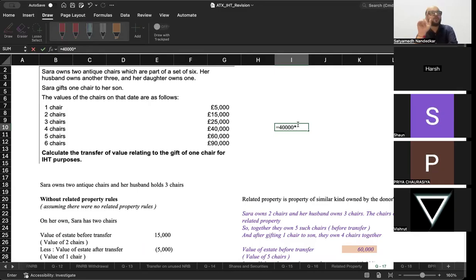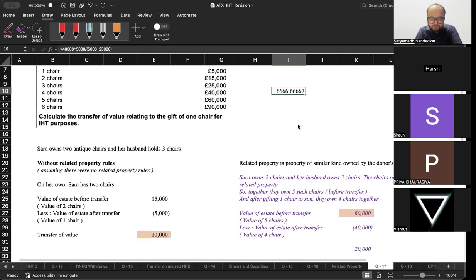A upon A plus B. What is A? A is the value of property belonging to the donor, which is 5,000. Denominator A plus B is the value of property belonging to the donor plus the value of the related property. How much does the husband have? 25,000. Okay, you arrive at this number.